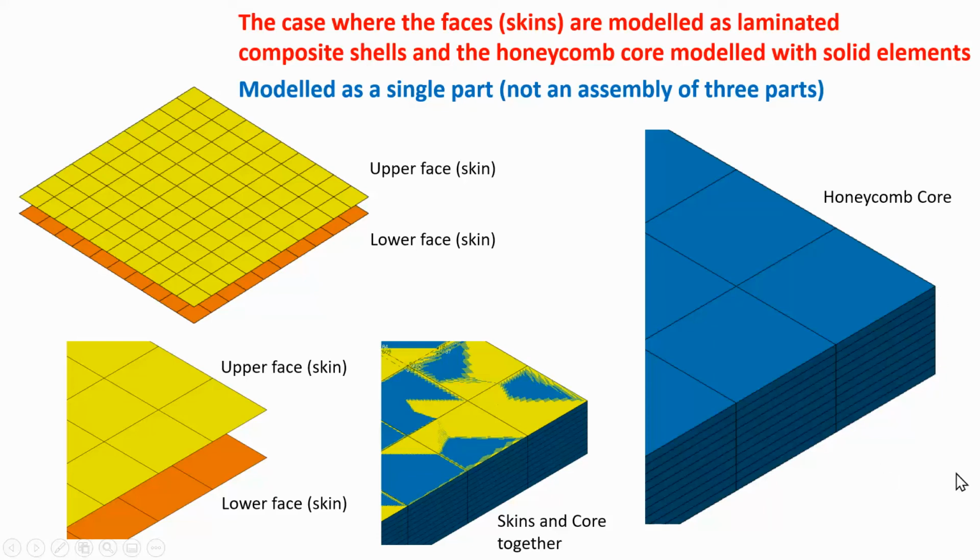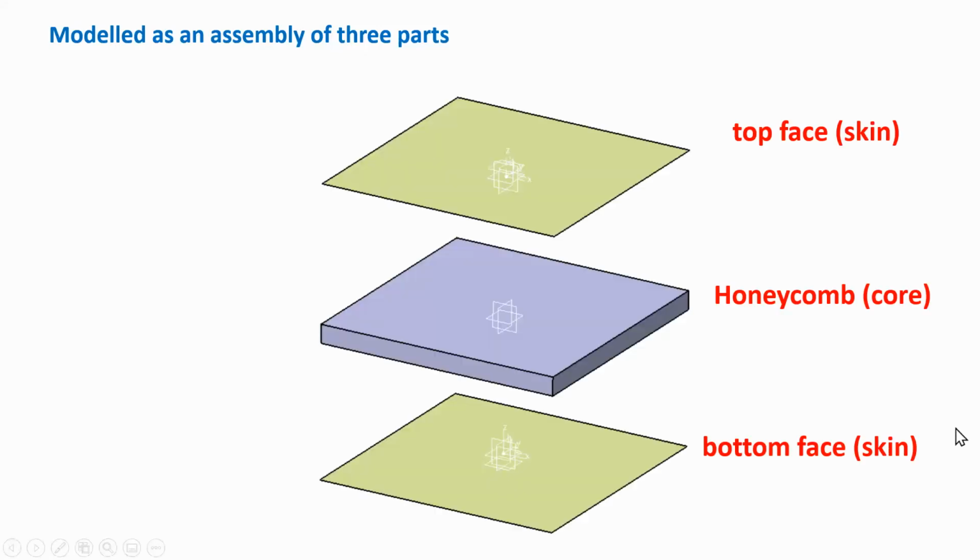The third one is I will do the same problem that I just showed you, except that it's going to be done as an assembly of three parts. There's going to be the top face or top skin, which is going to be a part by itself, the bottom skin, another part, and the honeycomb in the middle, which is a solid part.